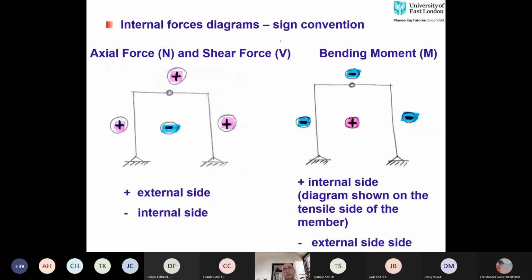And then you have this internal force diagrams. Now, axial forces and shear force diagrams are drawn positive on the outside of the frame, and they are drawn negative inside of the frame. On the other hand, with moment diagrams, positive value should be drawn inside because the tension side of the member is inside, and negative values or negative moments or hogging moments are going to be drawn outside of the frames.